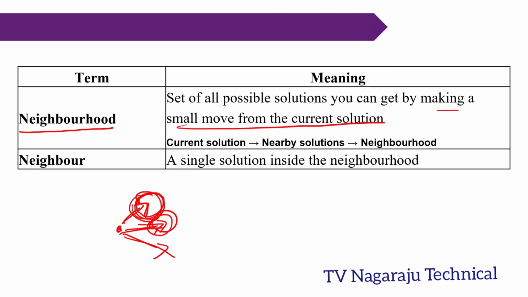Assume this is my current solution. If I move to this one, you get some set of solutions. Then this is called a neighborhood. If you move to this one, you get some solutions. So this is called a neighborhood. Within this neighborhood, multiple solutions are there. This is the basic point. Now you understand what the VND algorithm is and what a neighborhood is.